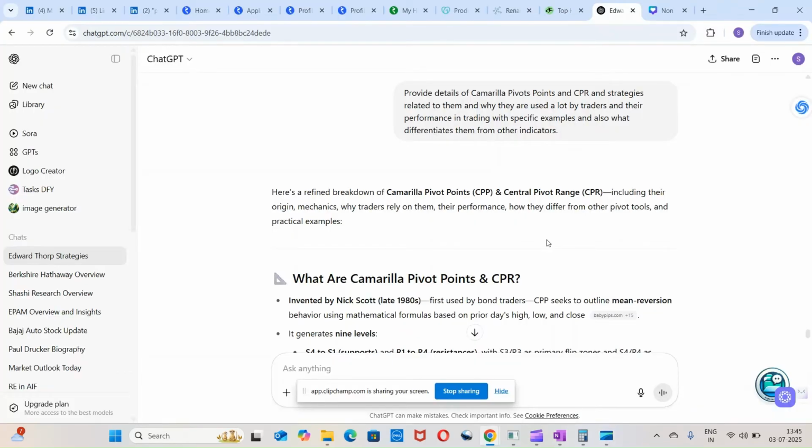Hey, hi everyone. Welcome to the central pivot range and the strategies related to them, and why they are used a lot by traders, and their performance in trading with specific examples. What differentiates these indicators from other indicators is what we'll go through today.